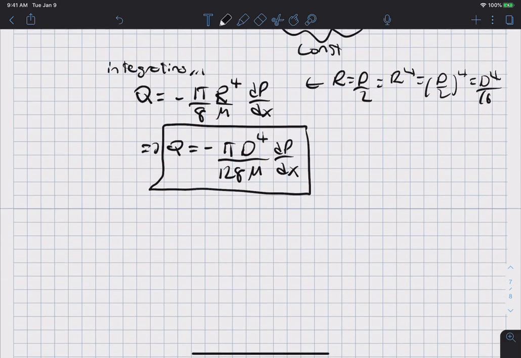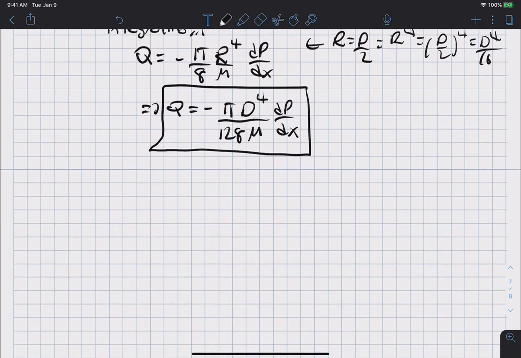Okay, and so that's the volumetric flow rate given a pressure gradient and a viscosity. And note that because of the non-constant velocity profile, where it's parabolic, it's actually proportional to the diameter of the tube to the fourth power. So for laminar flow, the pressure drop and the volumetric flow rate are very sensitive to the diameter of the pipe.